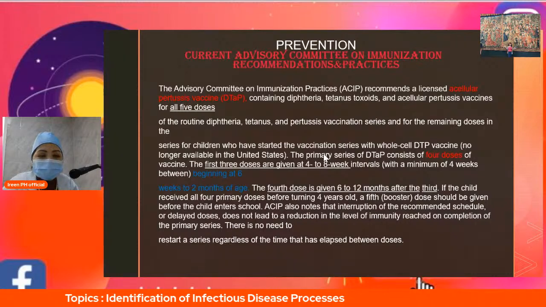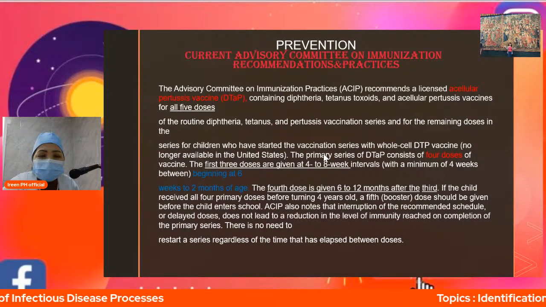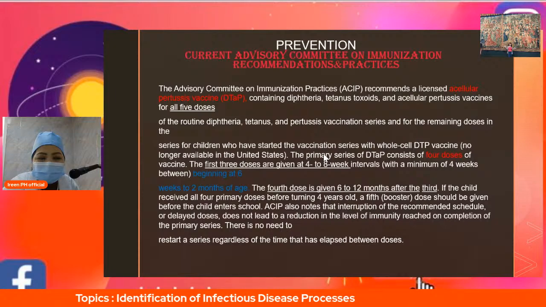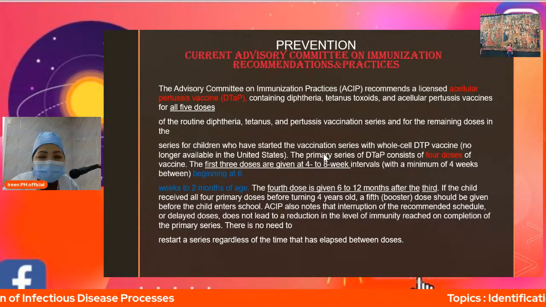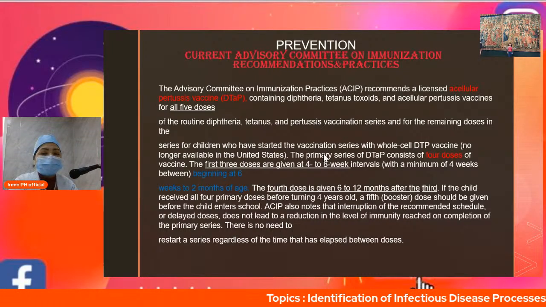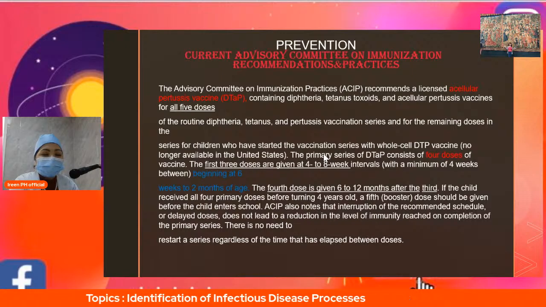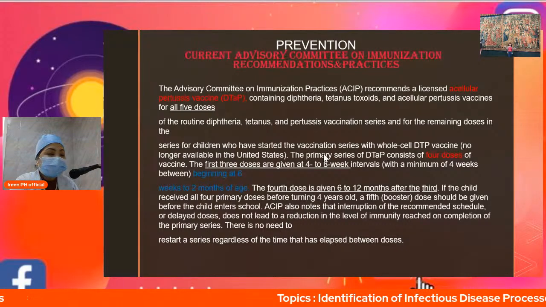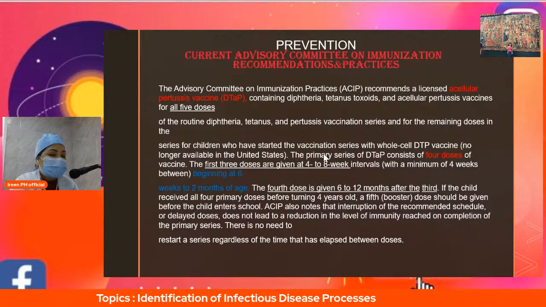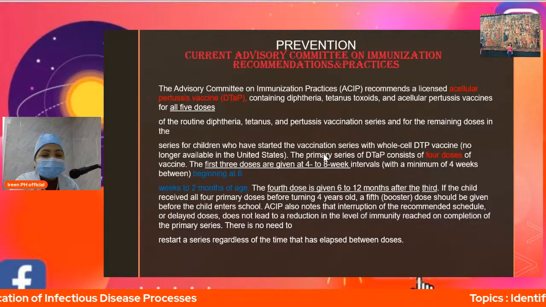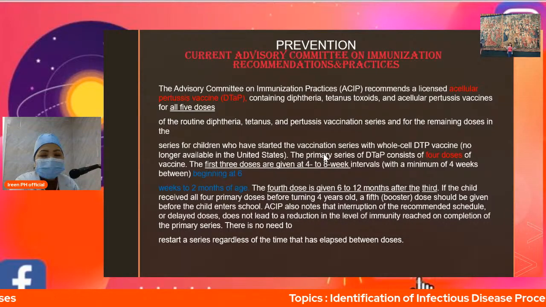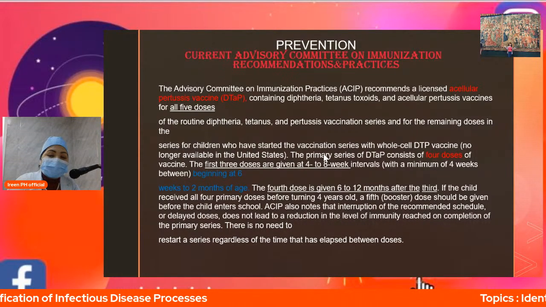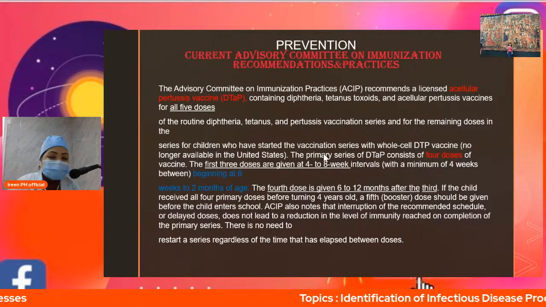Prevention. The current Advisory Committee on Immunization Practices recommendations: the Advisory Committee on Immunization Practices recommends a licensed acellular pertussis vaccine, which is DTaP, containing diphtheria and tetanus toxoids and acellular pertussis vaccine, for all 5 doses in the diphtheria, tetanus, pertussis vaccination series, and for the remaining doses in the series of children who have started the vaccination series with whole-cell DTP vaccine.